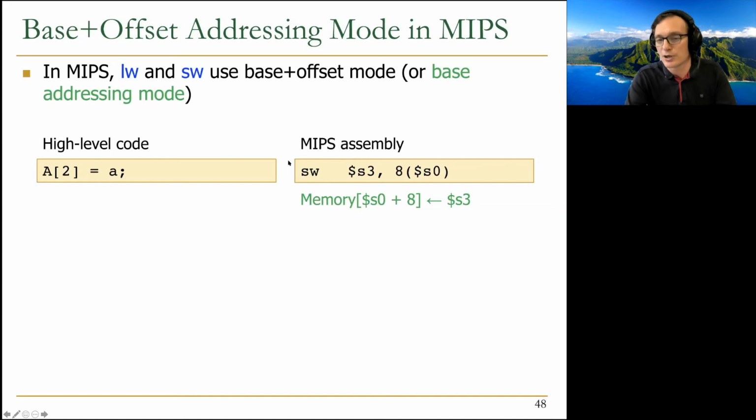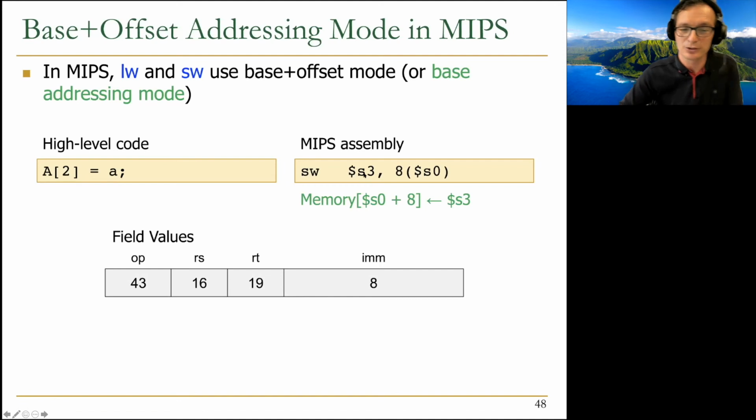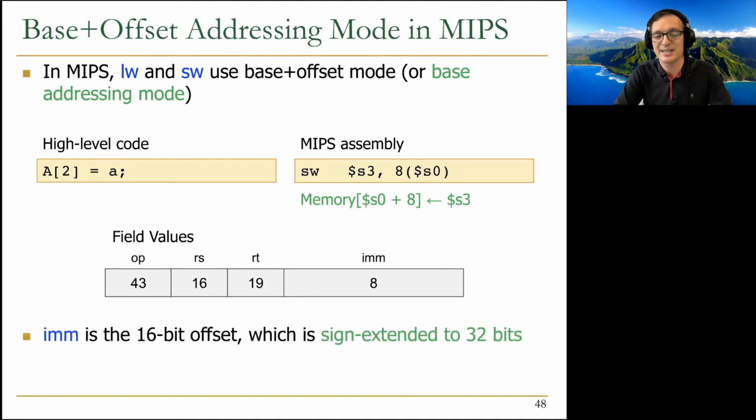Well, this is store word, sorry, this is not load word. We've seen load word in the past, but essentially it's the same. The calculation of the address is the same. Whether you're writing into the register or writing to the memory is what's different between load word and store word. And this is the instruction encoding. Again, immediate here is the 16-bit offset, which is sign extended to 32 bits.